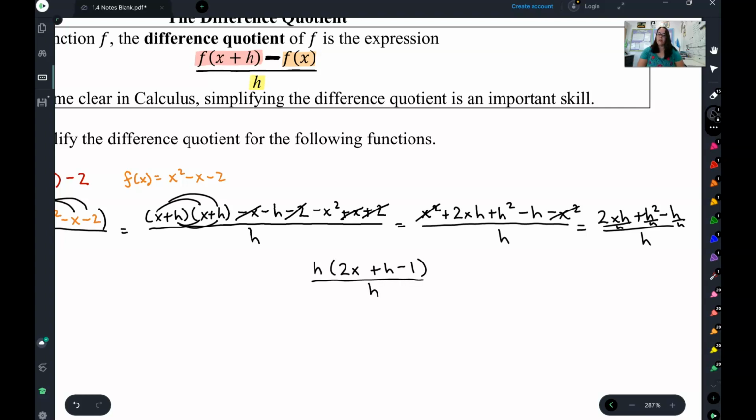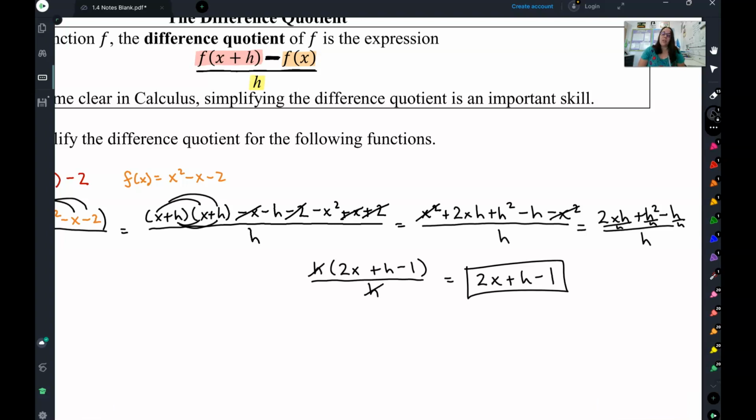And all over the h. The whole reason we did that is because now I have an h on top and an h on bottom that will cancel. So here is my final answer, all simplified out. And that, my friends, is actually only one step away from what in calculus we call the derivative.